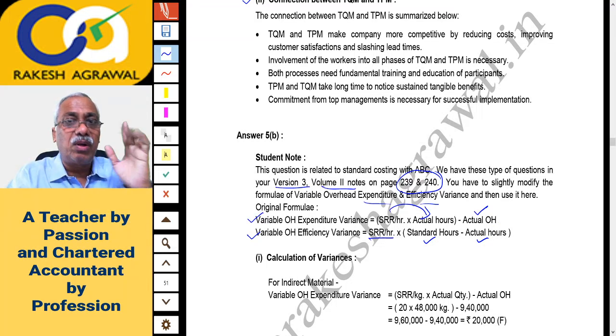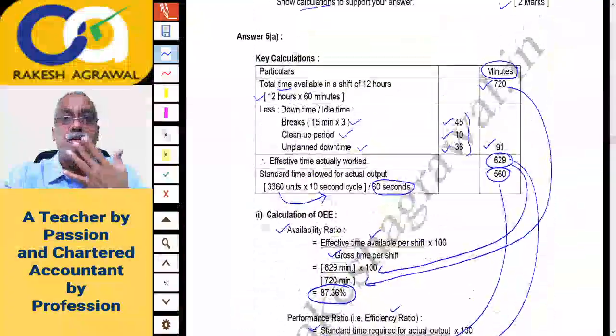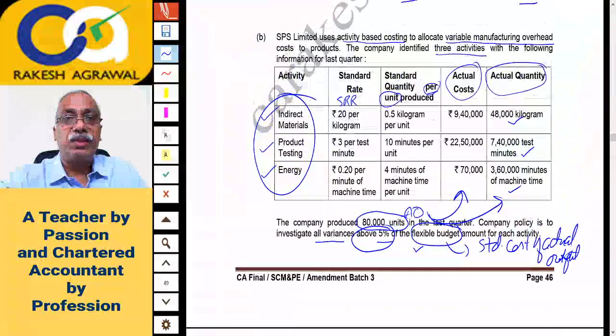Just recollect these formulas, then I will take you back to the question. Expenditure variance is SRR per hour into actual hours minus actual hours. And efficiency will be SRR per hour as a multiplier into, in the bracket, standard hours minus actual hours. Now see how it will be calculated. Where is the question? Check this.